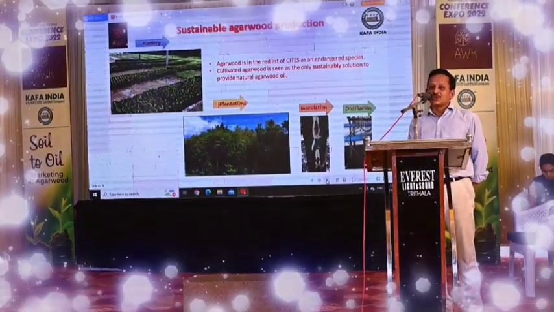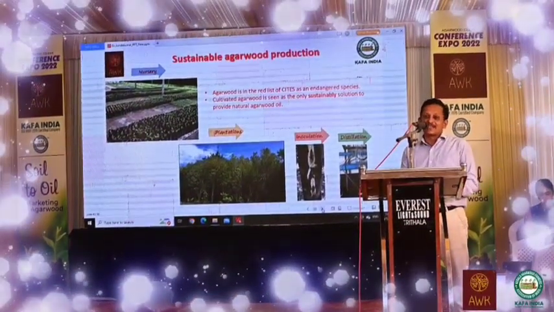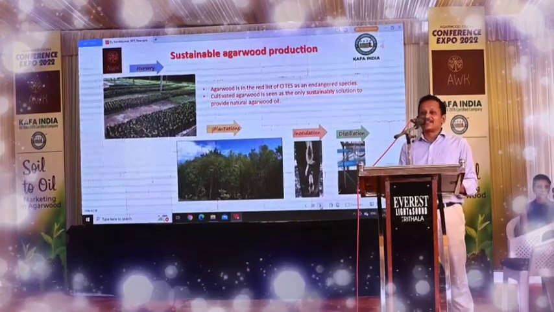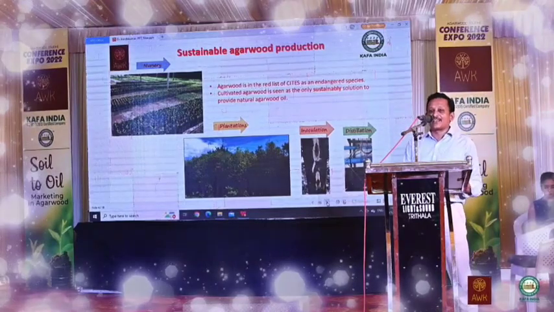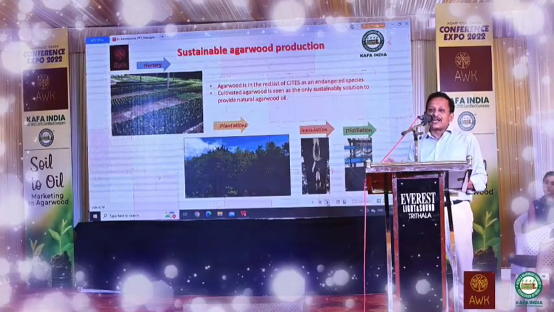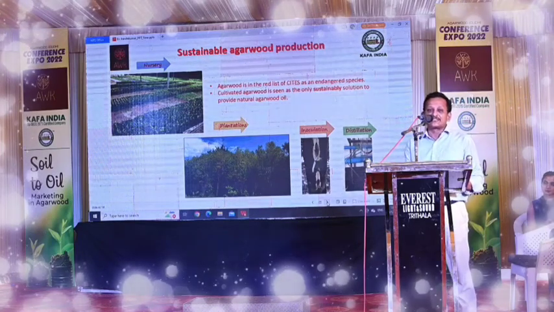It's not an easy joke. Not everybody can grow agarwood, inoculate it easily, and get A grade. Getting A plus grade agarwood is like getting an Olympic gold medal. So we have to scientifically understand how the reaction occurs inside the plant.